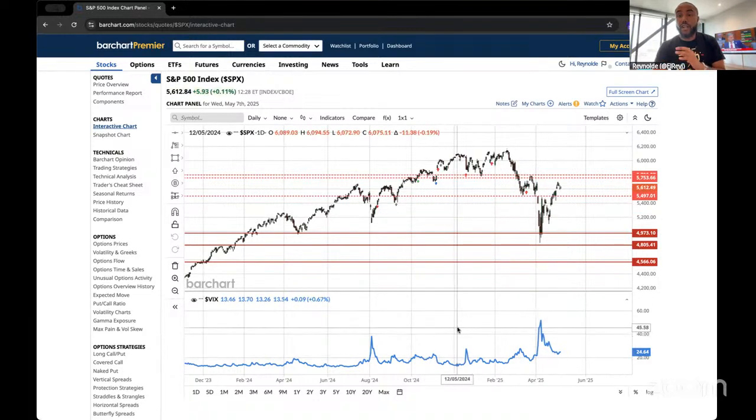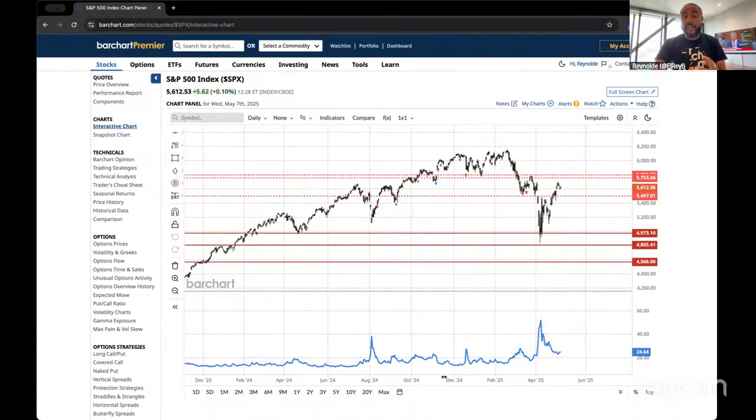And so what I'm trying to get you to understand or see here is that there's a saying that goes, when the VIX is high, it's time to buy. When the VIX is low, look out below.